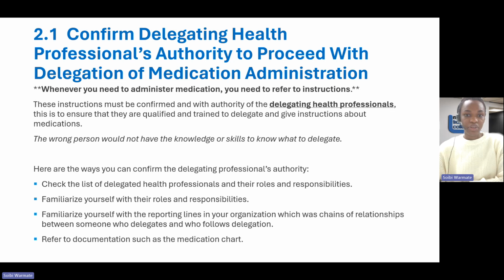Confirm delegating health professionals authority to proceed with delegation of medication administration. Whenever you need to administer medication, you need to refer to instructions. Here are ways you can confirm the delegating professionals authority. First of all, you need to check the list of delegated health professionals and their roles and responsibility. You also need to familiarize yourself with the roles and responsibility as well as the reporting lines in the organization. Finally, you have to refer to the documentation such as medication charts. These instructions need to be confirmed and you need to confirm the authority of the delegating health practitioner.